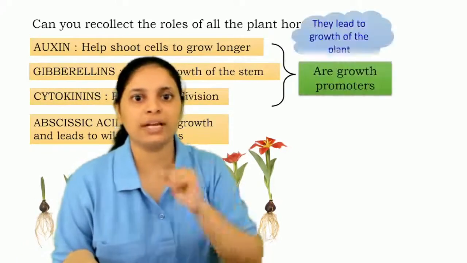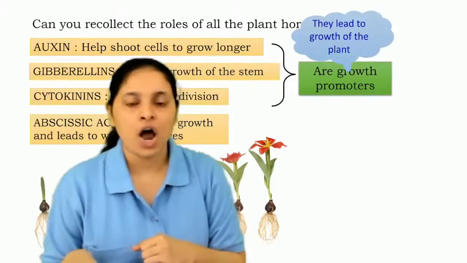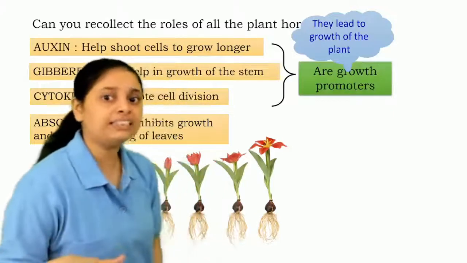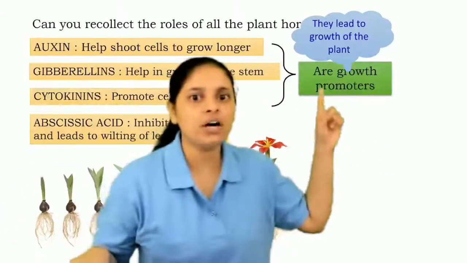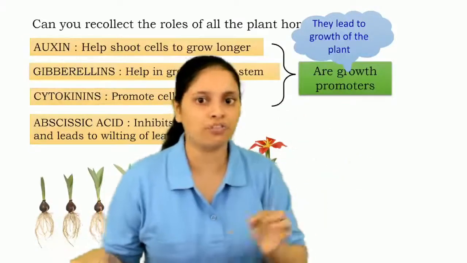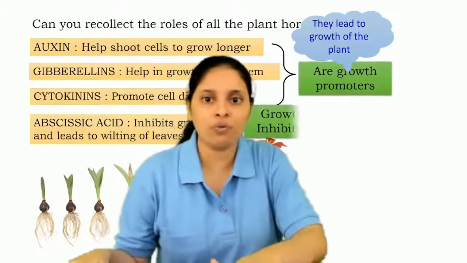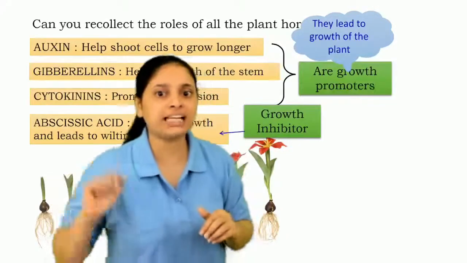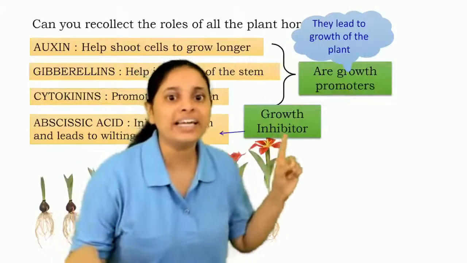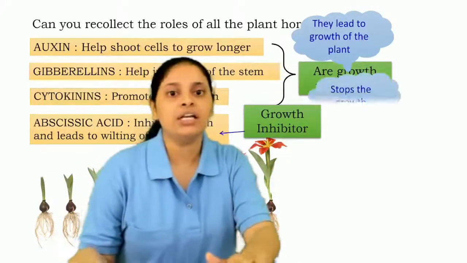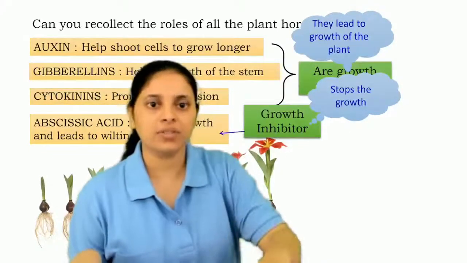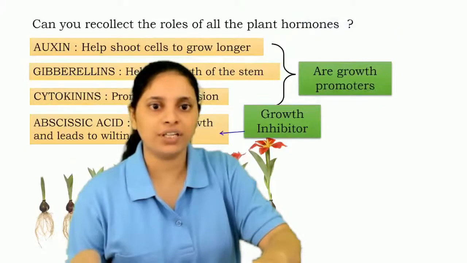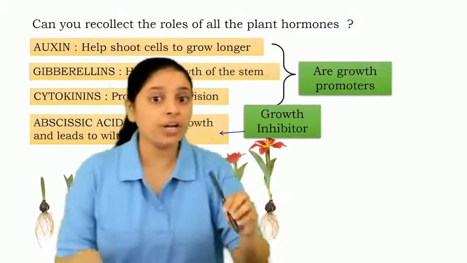चलो अब हम इसको समराइज करते हैं. Auxin, gibberellins and cytokinin, ये जो तीनों hormones है, these are growth promoters. They lead to growth of the plant. And the last hormone, that is abscisic acid, this is a growth inhibitor. It will stop the growth of plant. Okay? Very very good.